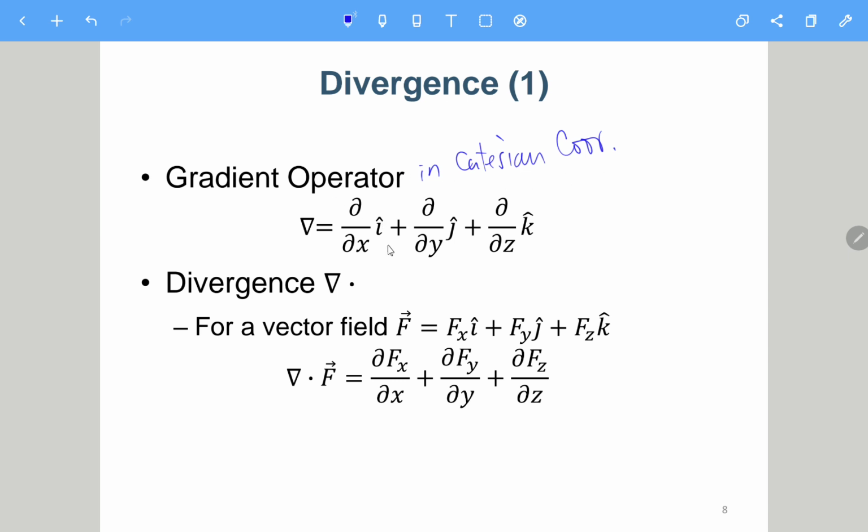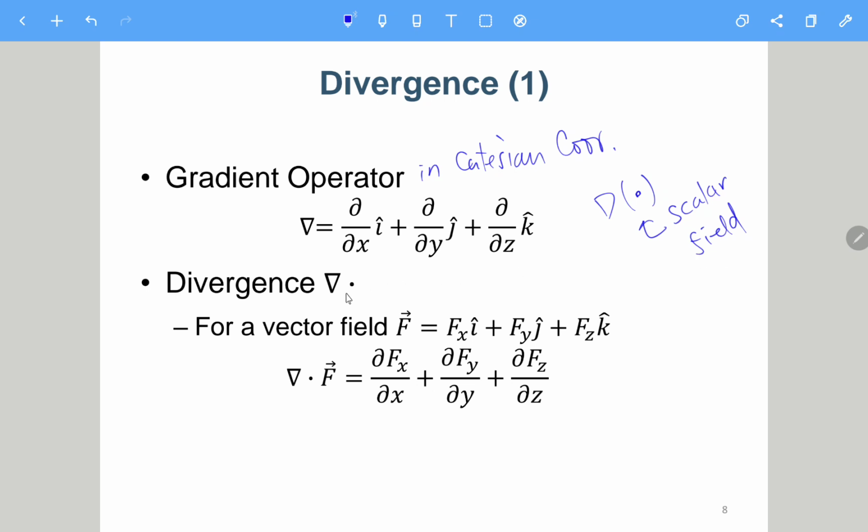So this gradient is nothing but partial x times the unit vector in x direction, plus partial y times the unit vector in y direction, and plus partial z times the unit vector in z direction. Okay, so this is the gradient operator. It can operate on a scalar field. Scalar field.